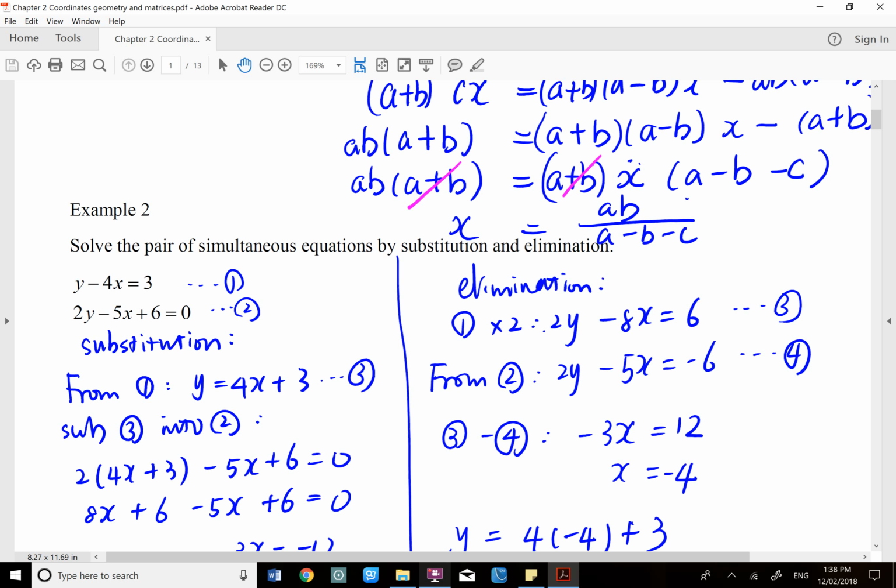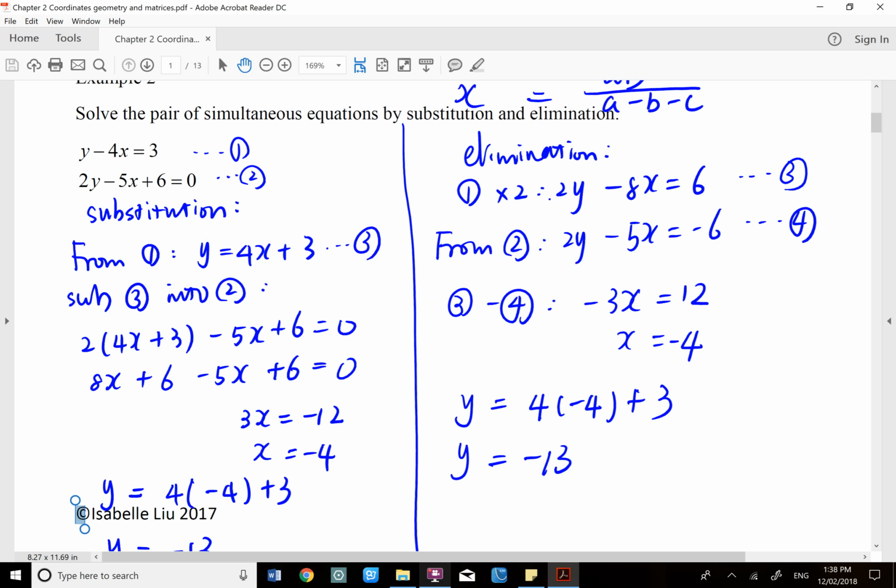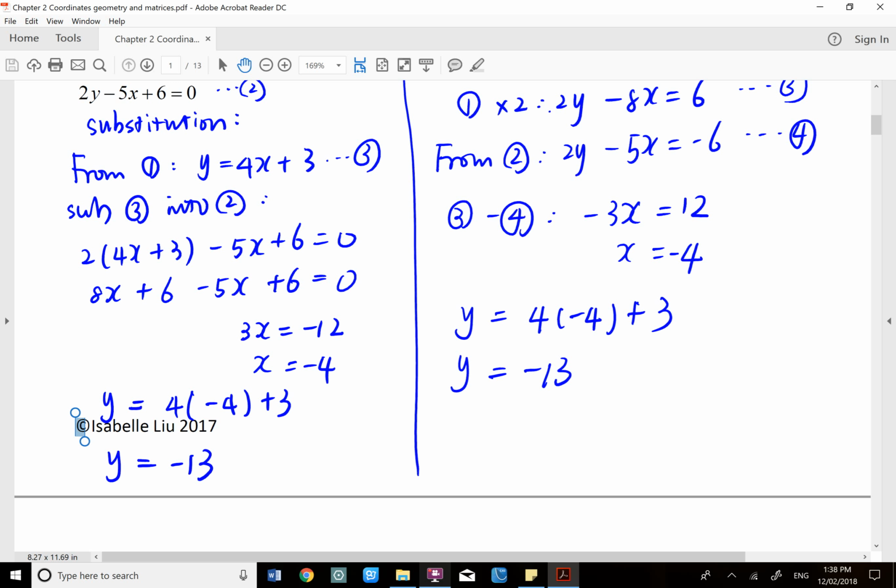You can play with it, you can copy the answer down and then see what you finally get. It's quite interesting. For the second one, we have x equals to minus 4 and y equals to minus 13. So that's the second one.